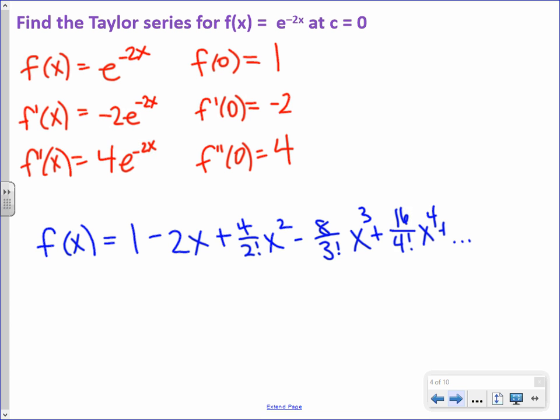Let's talk about it. We have 1, negative 2, 4, negative 8, 16, and so on. How do we write that?